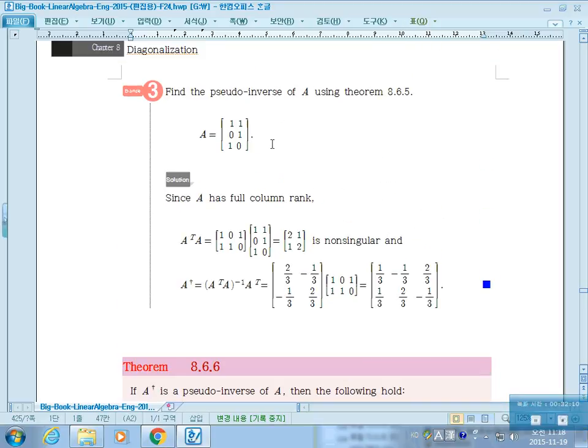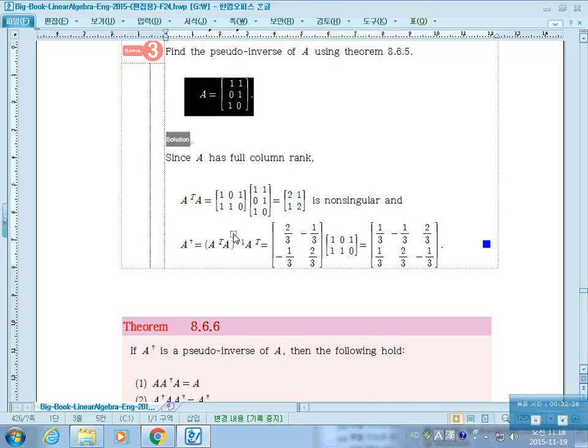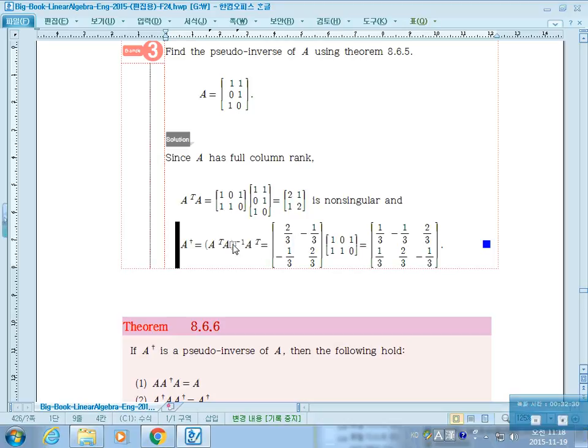So here's the example. Find the pseudo inverse of A here. This is a 3 by 2 matrix, but as you see, these two columns are linearly independent. So it has a column rank 2, which is a full column rank. So this has a pseudo inverse, and we can easily find the pseudo inverse by this. A transpose A is this, so the inverse of this is this, and A transpose is this. So you just multiply these two to get the pseudo inverse.